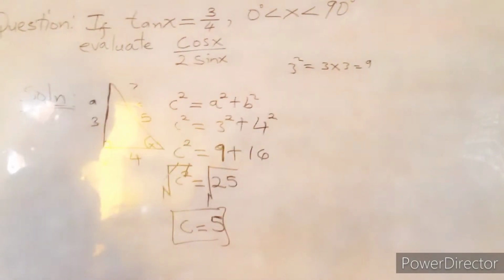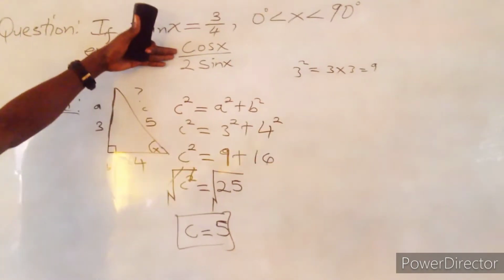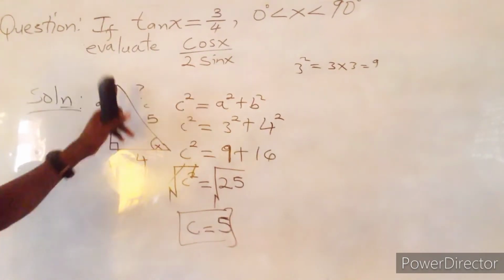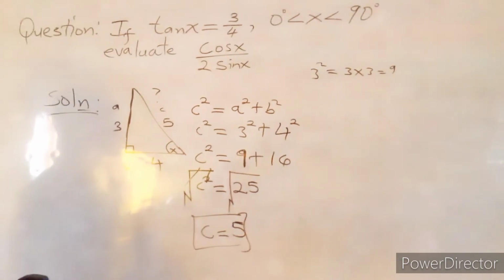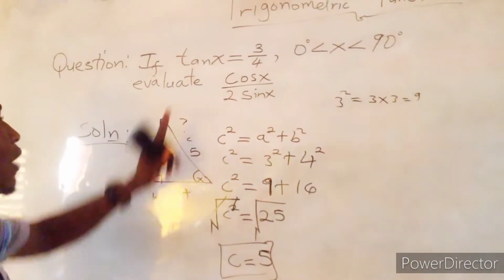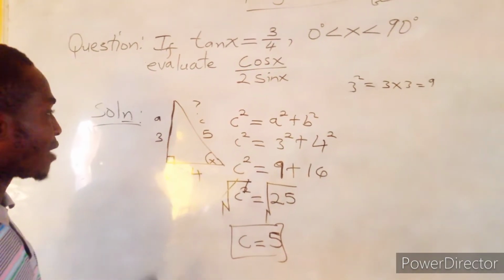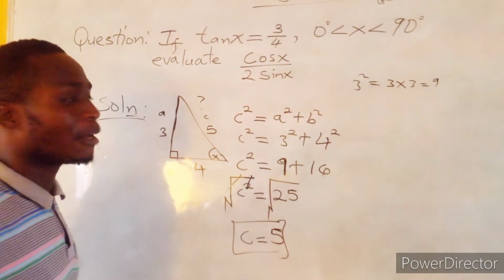Why did we go through all these steps? We went through this step because we cannot find cos x and sine x without knowing the hypotenuse of this right angle triangle. So the only way we can evaluate this problem is to know the value of cos x and the value of sine x. So we are done with this. We can go to the next step.